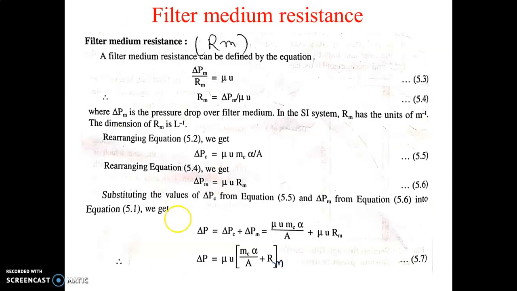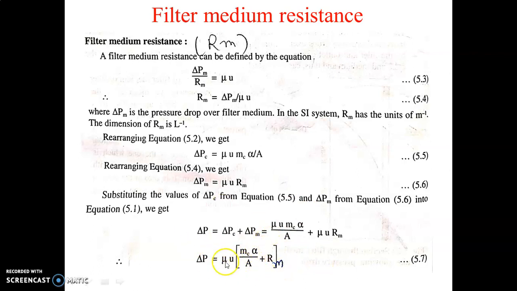we have concluded this equation. So this is equation number 5.7, in which we have calculated the value of delta P. So delta P is equal to delta Pc plus delta Pm, and we had put all the values of delta Pc and Pm from these equations, and we get these final equations.